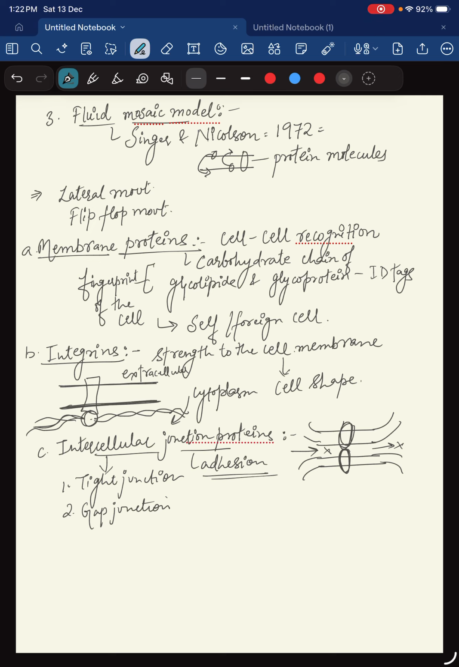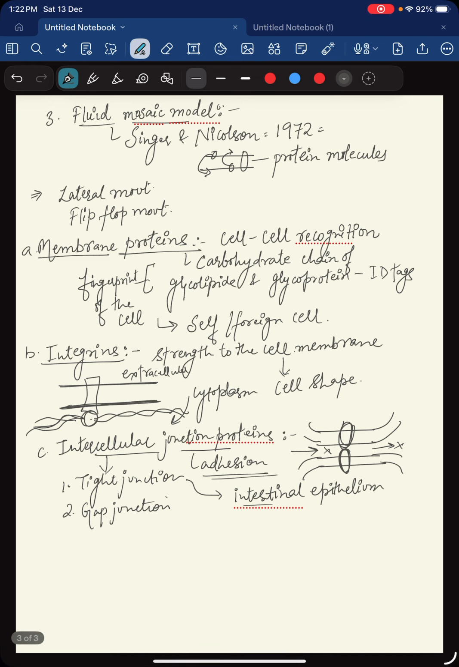For example, intestinal epithelium. Epithelium means the outer layer of our skin. So the intestine's outer layer, the epithelium, is made up of tight junctions. It prevents transfer of water soluble substances through the cell membrane.